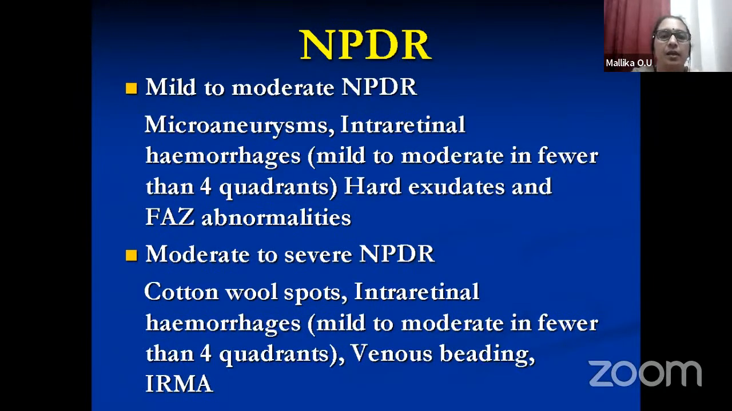Okay, so in mild non-proliferative diabetic retinopathy, you can just see some microaneurysms, intraretinal hemorrhages, hard exudates, and foveal avascular zone abnormalities, which is not up to the level of moderate. That is what they are saying. Very few microaneurysms and very few hemorrhages. And in the moderate stage, again, you can get some venous beading, some intraretinal microvascular abnormalities, but not up to the level of a severe non-proliferative diabetic retinopathy.